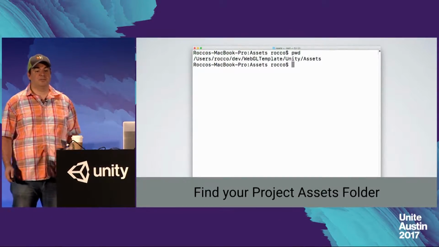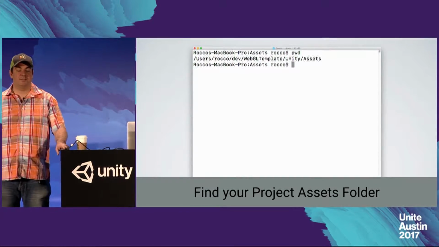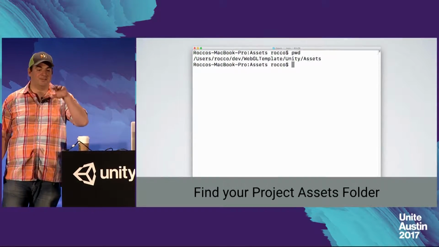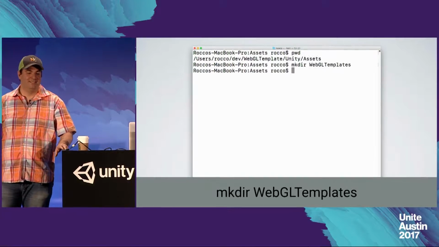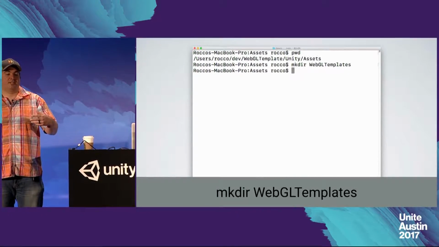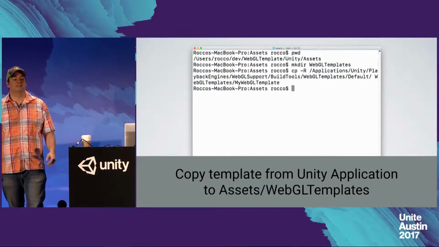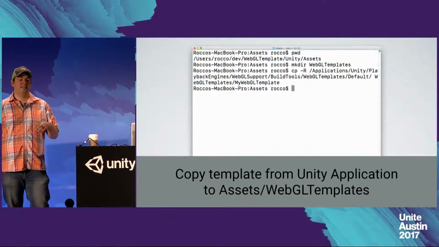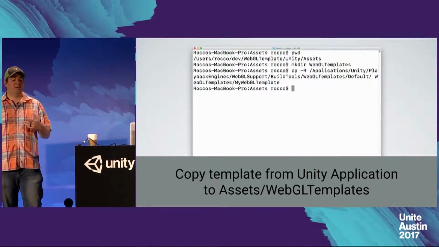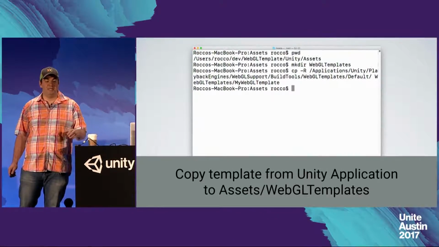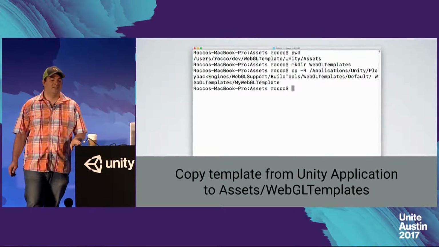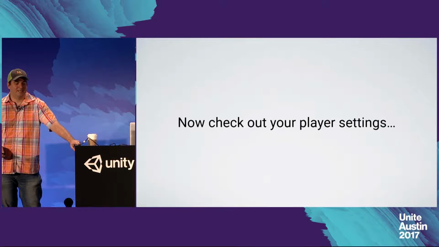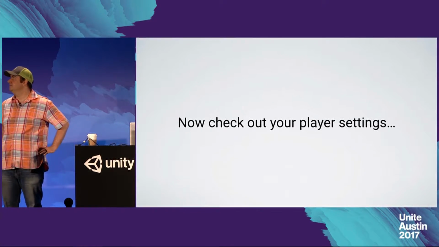Okay, so I'm in the terminal right now, and here is the assets folder of my Unity game, and I'm sorry for using WebGL template in the name of that game. Anyway, I'm going to make a directory under the assets folder called WebGLTemplates. And then I'm going to copy a directory from the Unity application to Assets/WebGLTemplates. That lives in Unity playback settings, WebGLSupport, BuildTools, WebGLTemplates, Default. And then you copy that over into your folder after you dig through all those directories to find where the default WebGL template is.